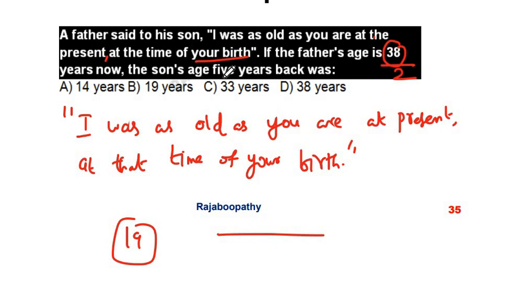So what is the son's age 5 years back? The son's age is 19. So 5 years back his age would be 14. So the answer is 14.